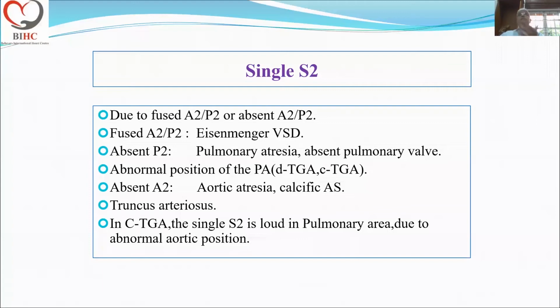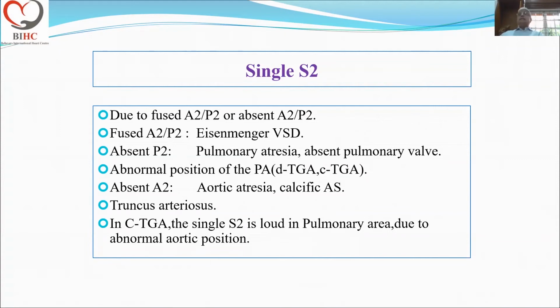The absent P2 as a reason for a single second sound operates in tetralogy with absent pulmonary valve syndrome or in pulmonary atresia. An abnormal position of the pulmonary artery being posterior, and therefore you can't hear it, is a feature of transposition. And the absent aortic second sound is a feature of aortic atresia or calcific aortic stenosis. There being only one valve is what you call truncus arteriosus.